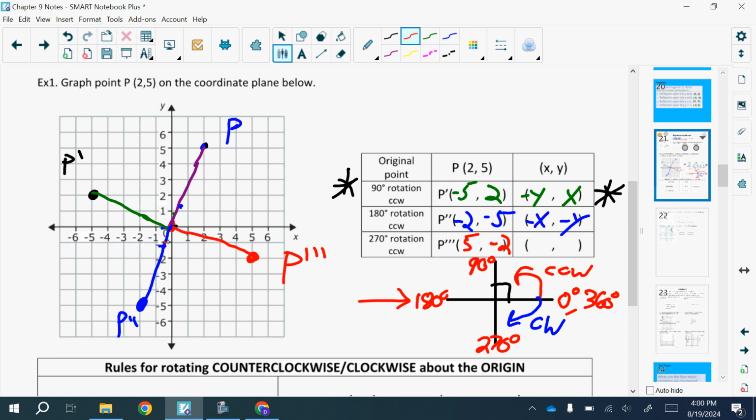Boom. So this is 90 degrees, this is 90 degrees, this is 90 degrees, and this is 90 degrees. To come up with the rule from our original point 2, 5 to 5, -2, we go from (x, y) to (y, -x).